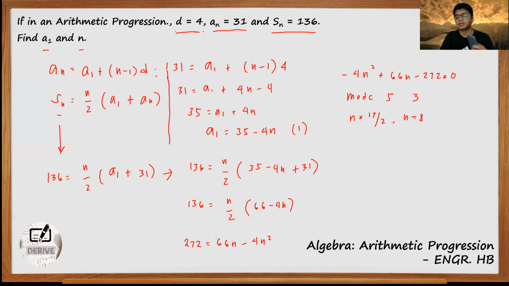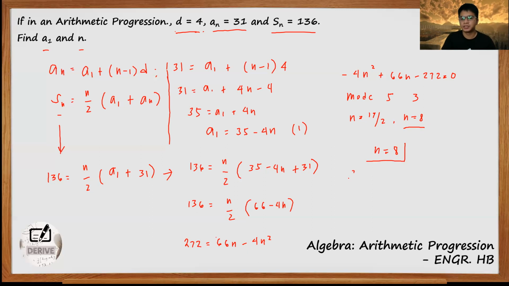So ano ang pipiliin natin dyan? Siyempre, wala namang fraction kung ilang piraso, di ba? Si 17/2 kasi is 8.5. So we're going to choose the whole, no? Yung isang buo. So n is equal to 8. So meron na tayong n.